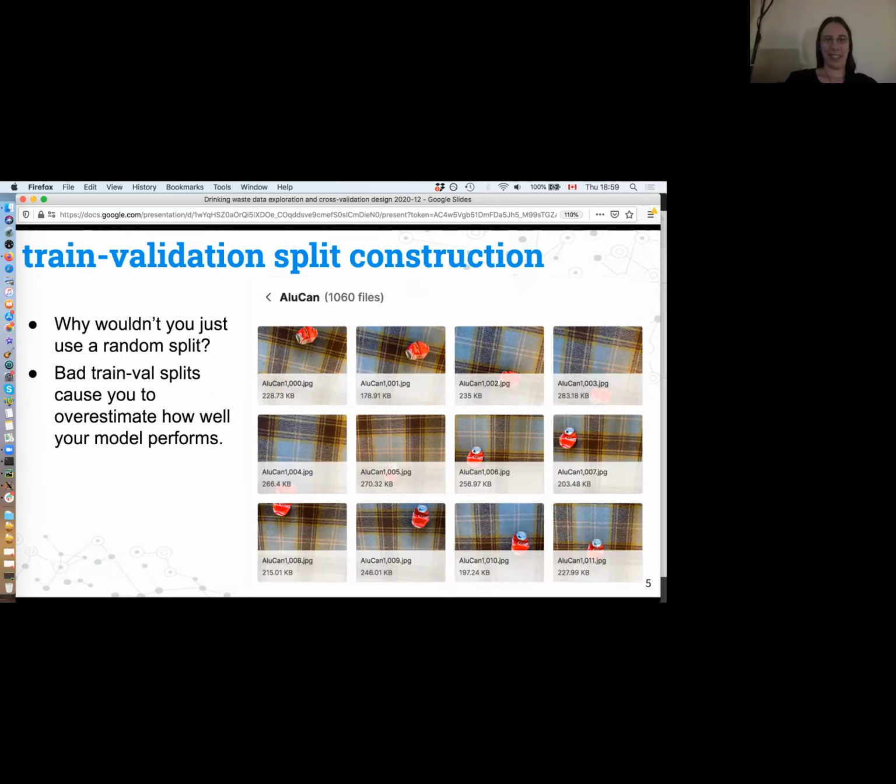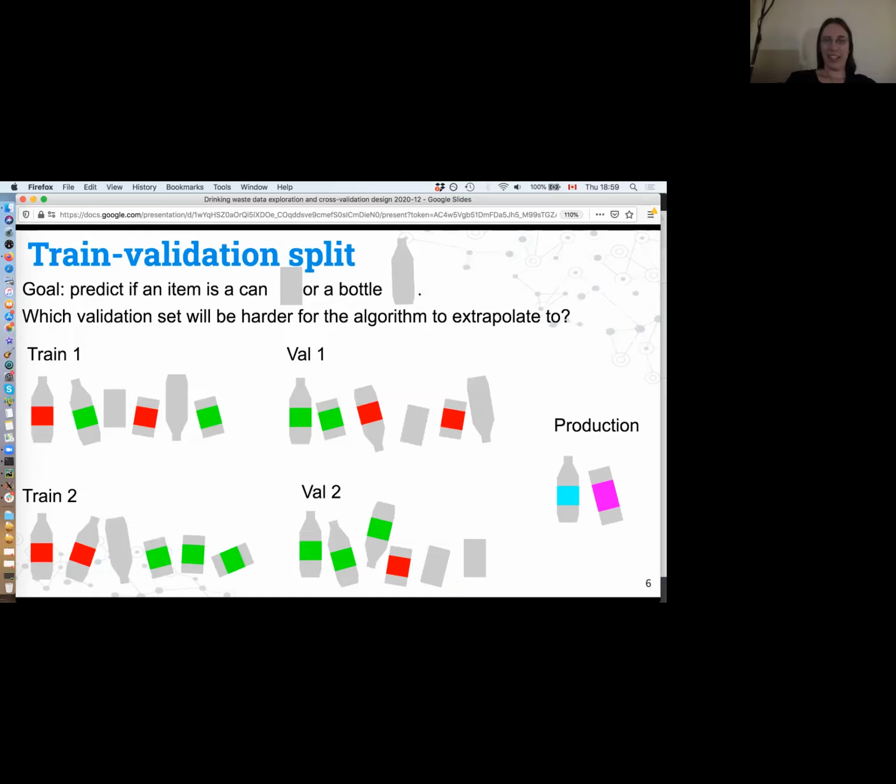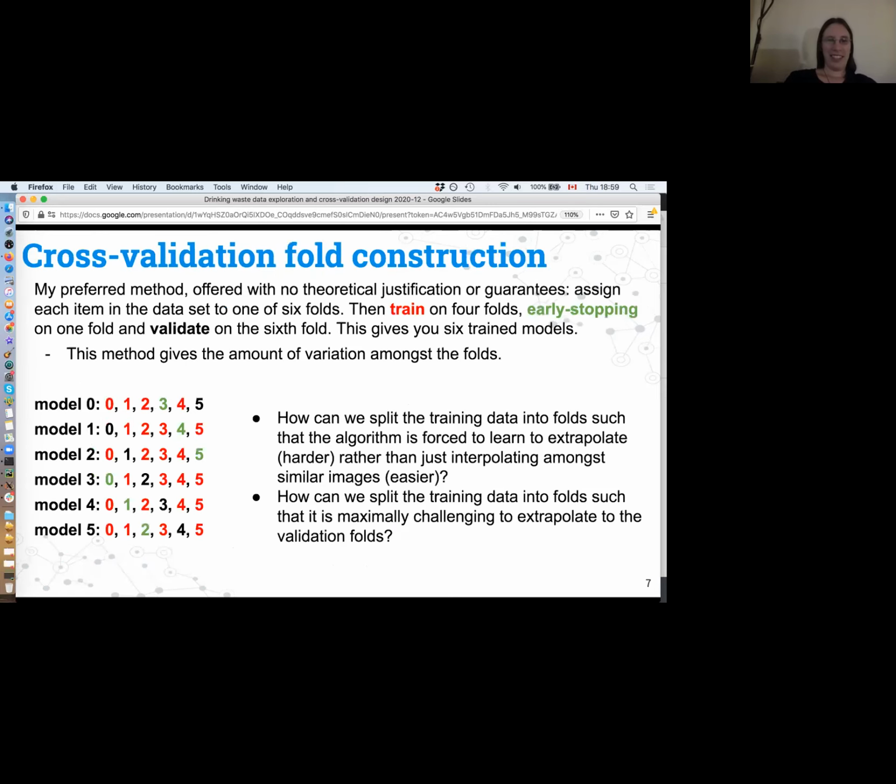Right. All right. Okay. So in this case, here's my sample production data set where I have a blue bottle and a long purple can. The other thing I wanted to think about is how to make the fold splits for cross-validation. So my preferred method, offered with no theoretical justification or guarantees, is to make 6 folds.